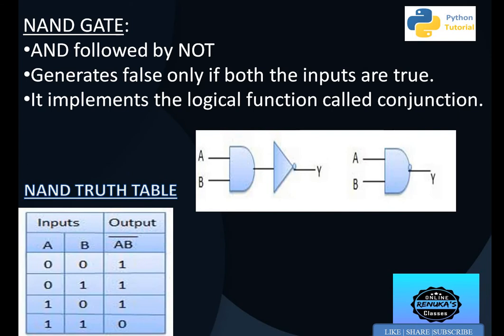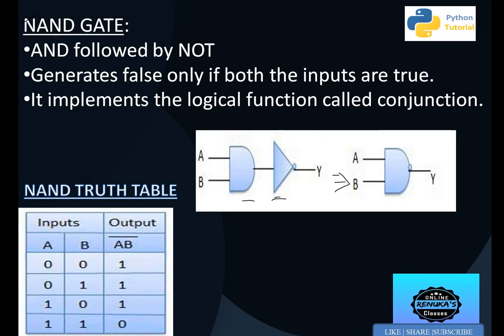Then comes another gate, that is NAND gate, which is AND followed by NOT. This is a combination of two gates: first we use AND and then NOT, like this, or this way also we can represent. So two inputs and output is one. Input can be more than two.